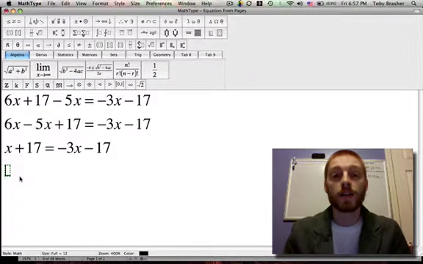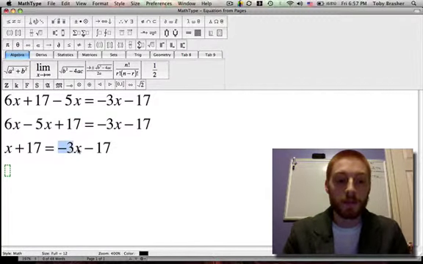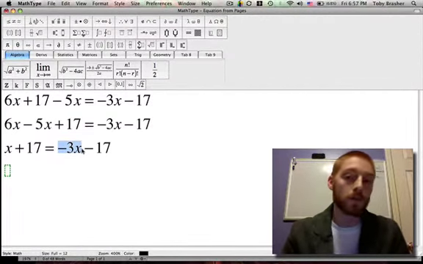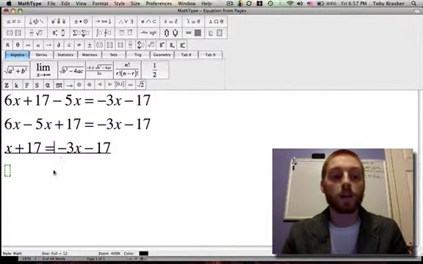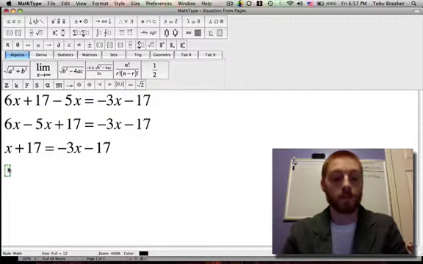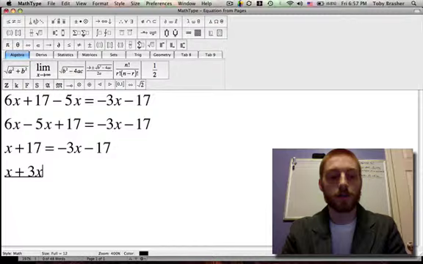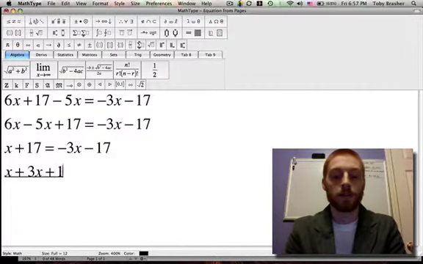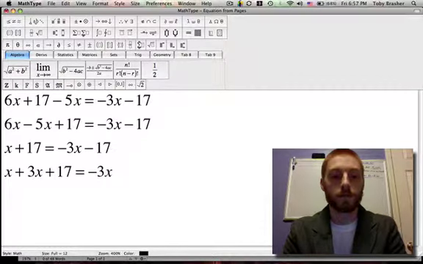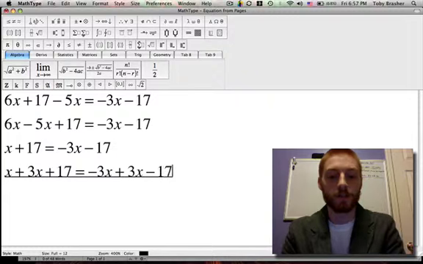Okay, well the next thing I need to do is I need to get my x's on the same side. And the way I always like to do it is I will take my smaller number and move it over to my bigger number. So if I'm wanting to move a negative 3x, what I need to do is add 3x to both sides. So on the left side I have x plus 3x plus 17 equals negative 3x plus 3x minus 17.